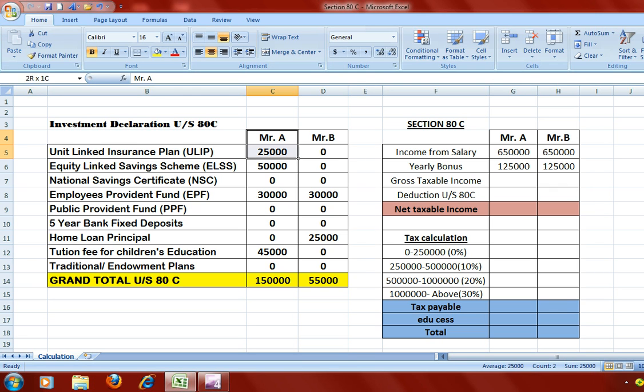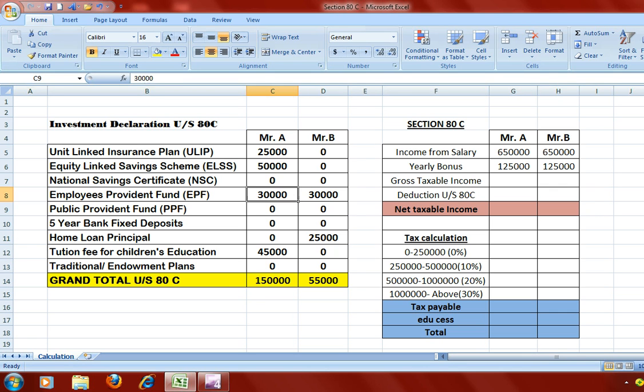Mr. A, who is very aggressive in nature, who is a risk taker, has contributed 25,000 rupees in unit-linked insurance plan, and also contributed 50,000 rupees towards equity linked savings scheme, which is otherwise known as tax saving mutual fund, and he is also eligible for 30,000 rupees which he is contributing towards provident fund on a monthly basis. He is also having a kid for which he is paying a fee for his or her education, which is also eligible under Income Tax Act section 80C. So he has fully used the eligible limit of 1,50,000 rupees.